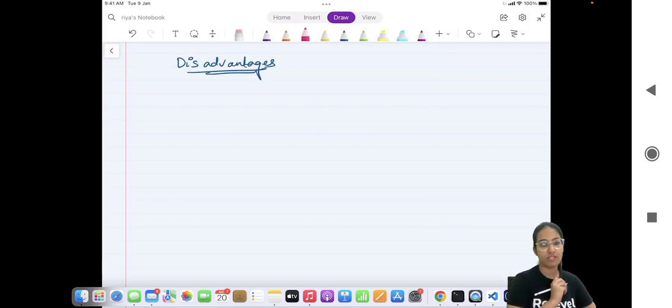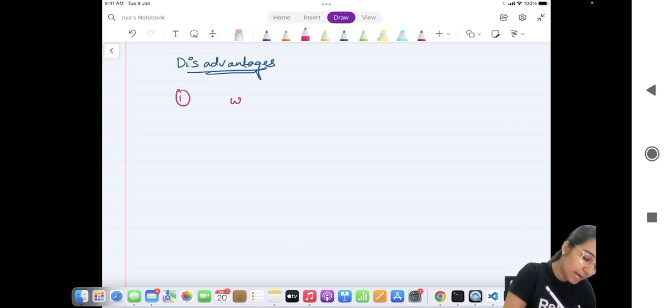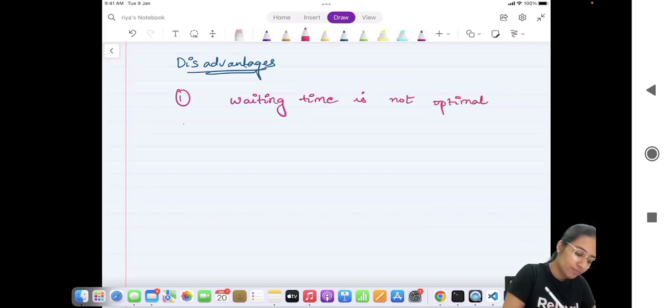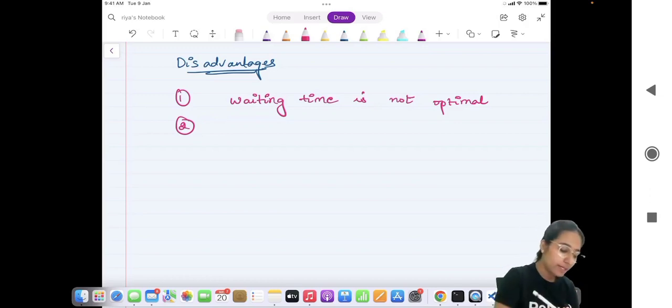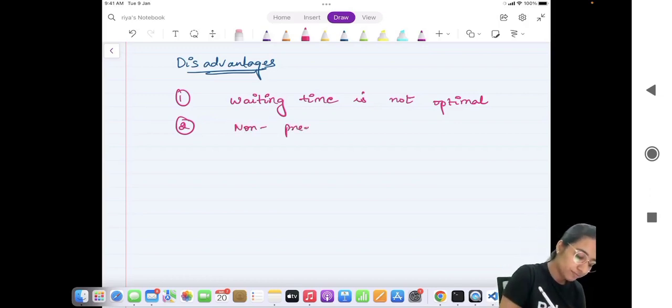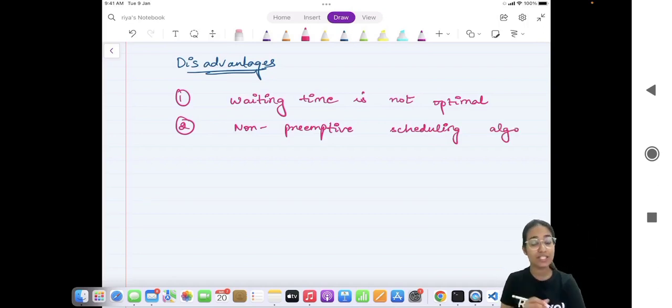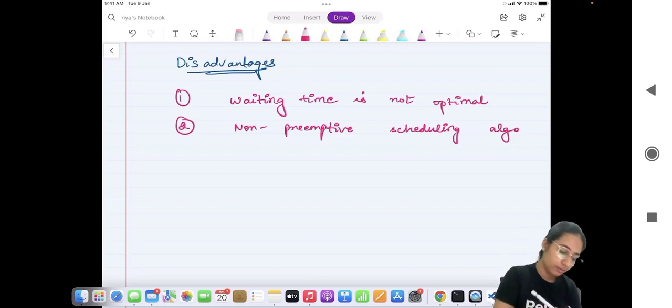of using first come first serve. The advantage is obviously that it's very easy to implement. It's very simplistic to implement a first come first serve. But the disadvantage is, first of all, that the waiting time is not optimal. We have better algorithms which can do far less waiting time compared to first come first serve. Okay, so that is one point. Second point is that it is a non-preemptive scheduling algorithm, which means the priority does not matter.